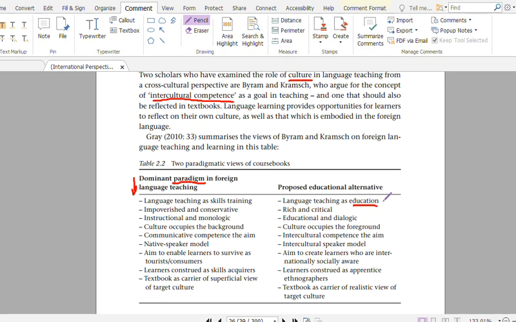Okay, so they are not here to learn, for example, a number of vocabulary items or grammatical structures. So learning or language teaching should be viewed in terms of education, in terms of producing autonomous and successful citizens, not a skill training. Impoverished and conservative, rich and critical.